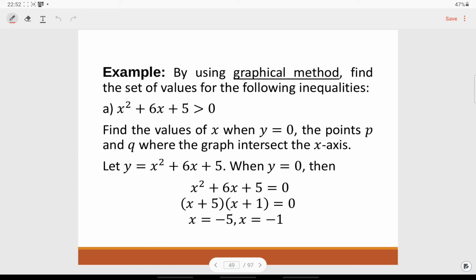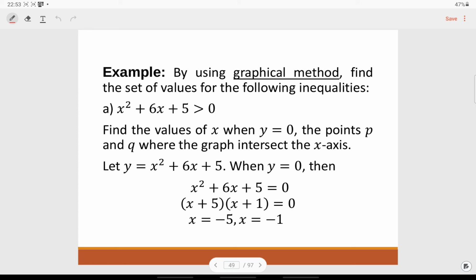Okay, use different method but come out with the correct answer. So what happened? You are considered as not answering the question because the question asks you specifically using the graphical method. So you need to answer the question. Okay, so what does it mean? By using graphical method, what is the first step?